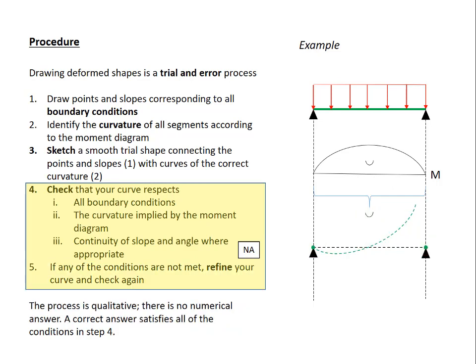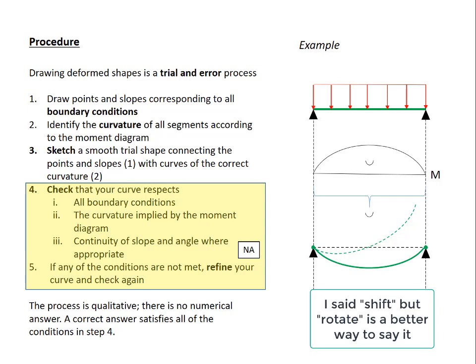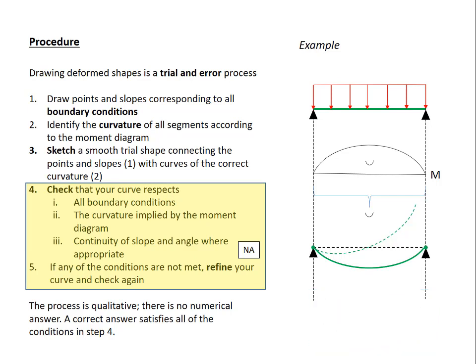We will now refine the curve. So I've shown the old trial curve in the dashed line. We'll realize that we need to shift this down to satisfy the other boundary condition. And we'll go through and check again. So we'll drop out the old curve. We only have the new deformed shape.